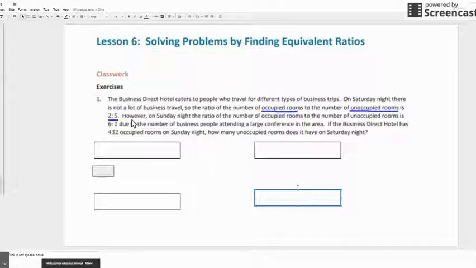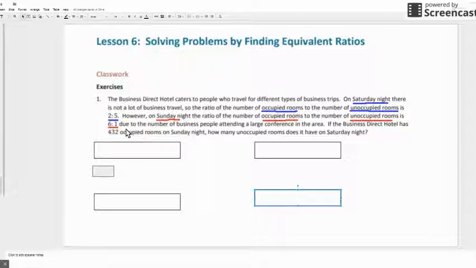Let's continue reading. However, on Sunday night, the ratio of the number of occupied rooms to the number of unoccupied rooms is 6 to 1. So now we're given another day, and that day is probably important. Sunday night, occupied rooms, unoccupied rooms, and that's 6 to 1. As you see, I'm using different colors. Now, because we're given that Sunday night, the Saturday night up here is probably important as well, so let's underline that. You have to look at how things are changing, and that usually indicates something of importance. The days are changing, so we're probably going to be comparing some days to each other.